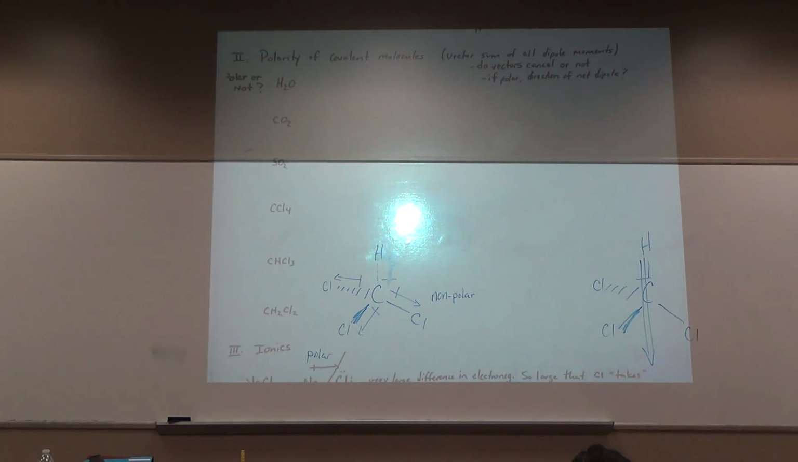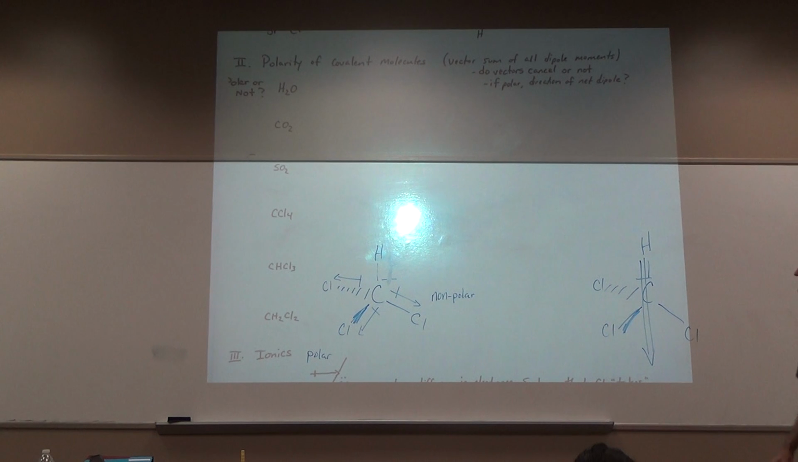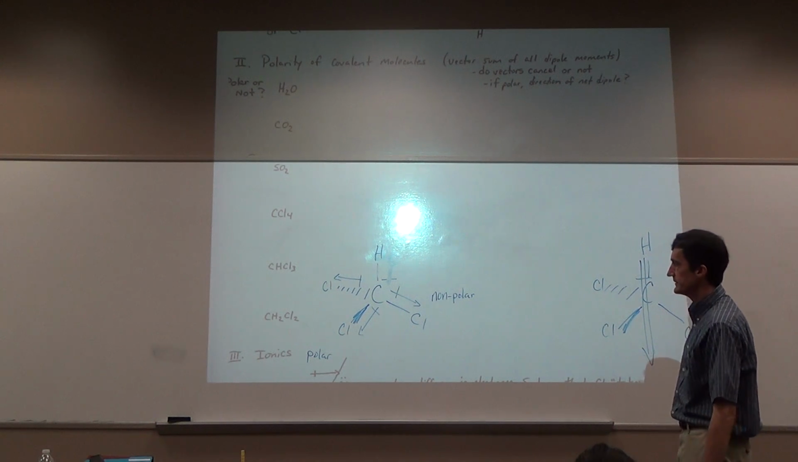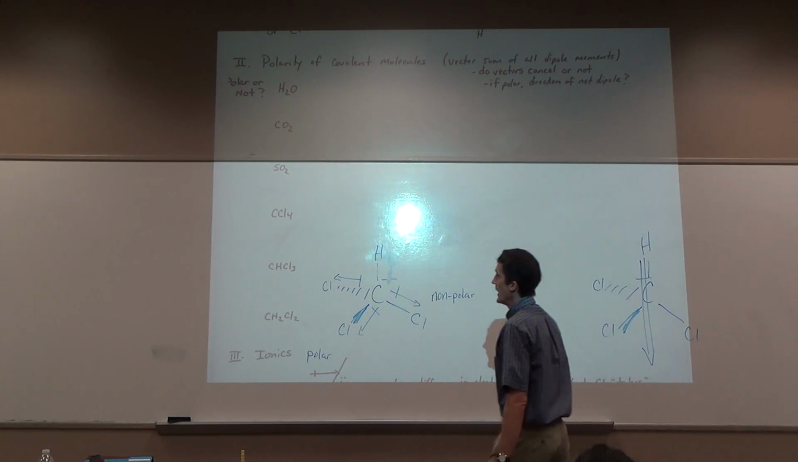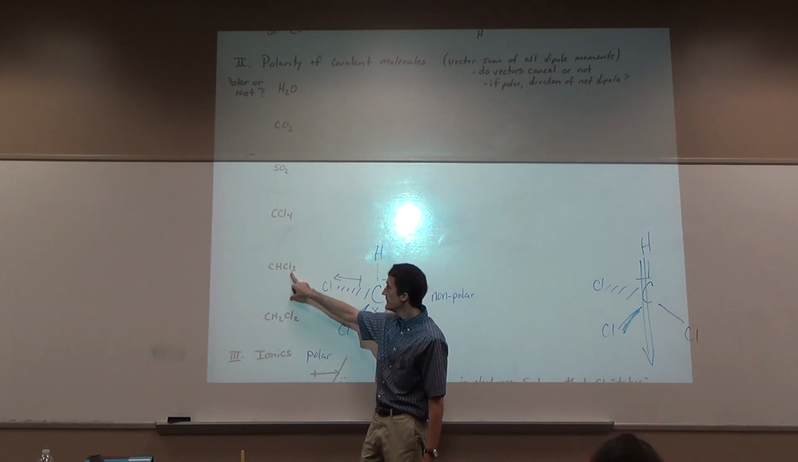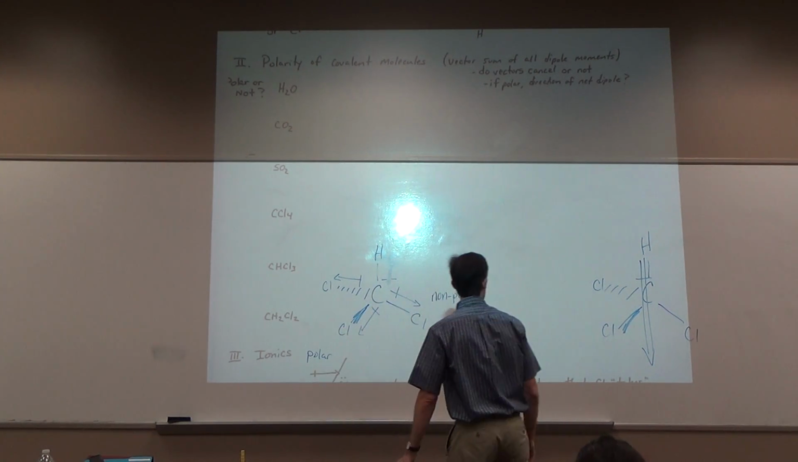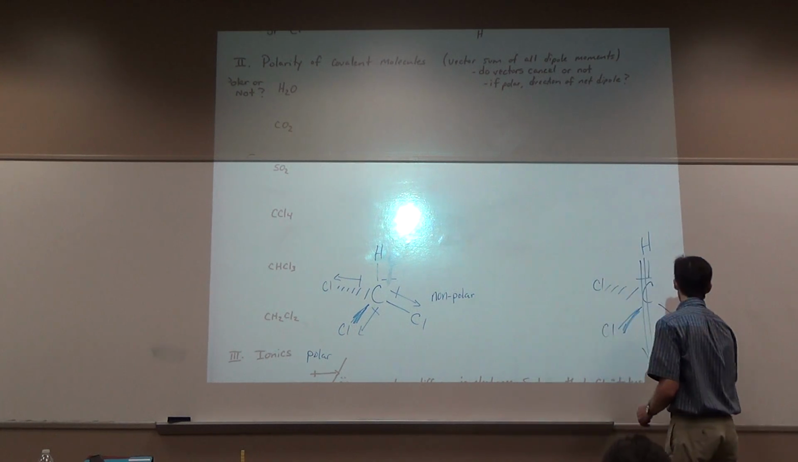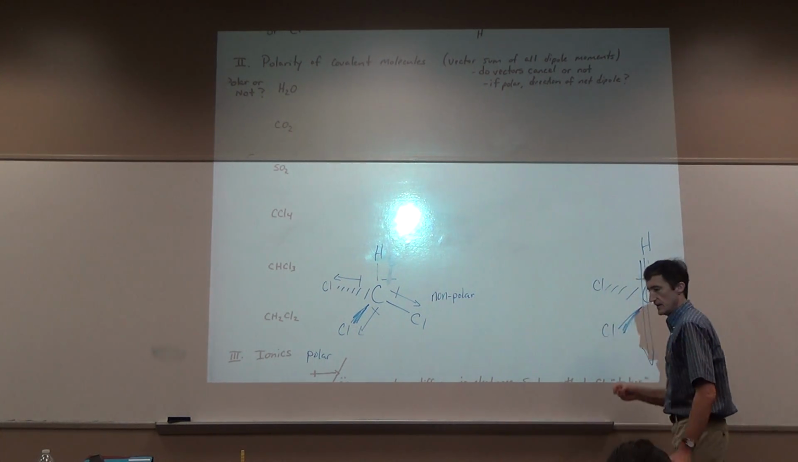What about CH2Cl2? Dichloromethane. You could call chloroform trichloromethane, but it goes by the name of chloroform. This is dichloromethane. Basically, now you have two H's.